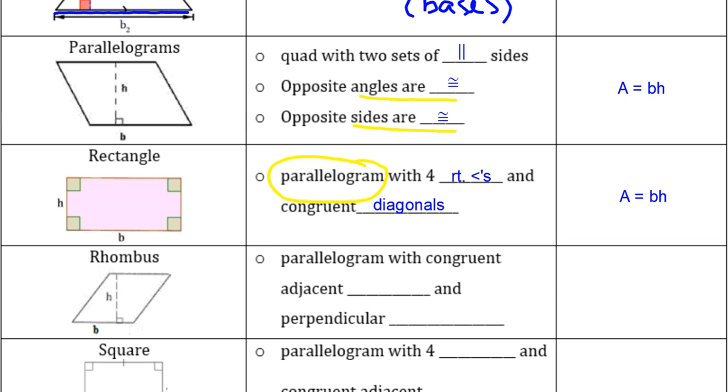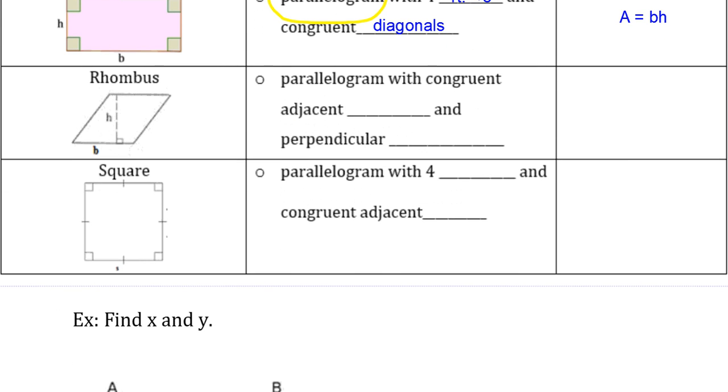A rhombus is also a parallelogram, so once again it has all of those same properties. But the special thing about a rhombus is that each pair of adjacent sides, so next to each other, are congruent, and the diagonals are perpendicular. Adjacent sides are congruent, which means that 2 sides next to each other are congruent. And of course, we know it's a parallelogram, so sides opposite one another are too. So really, a rhombus has all 4 sides congruent.